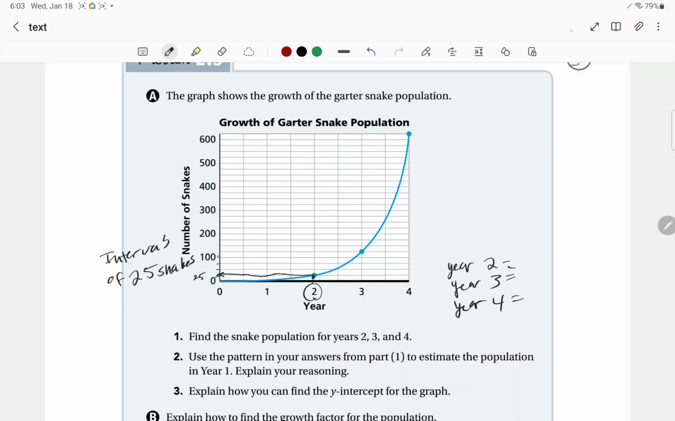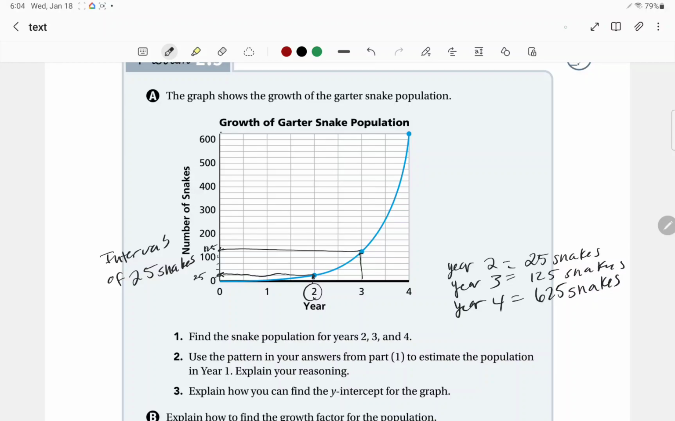Intervals of 25 sinks. That sounds like it's from a horror movie. And you notice ours lands on that first one, which is 25. So after year 2, there are 25 snakes. Then we do the same thing for year 3. Come straight over, and you're at 125 there. So there are 125 snakes. And then year 4, that's easy. Come straight over. You're at 625 snakes. That's what you're supposed to do on number 1.